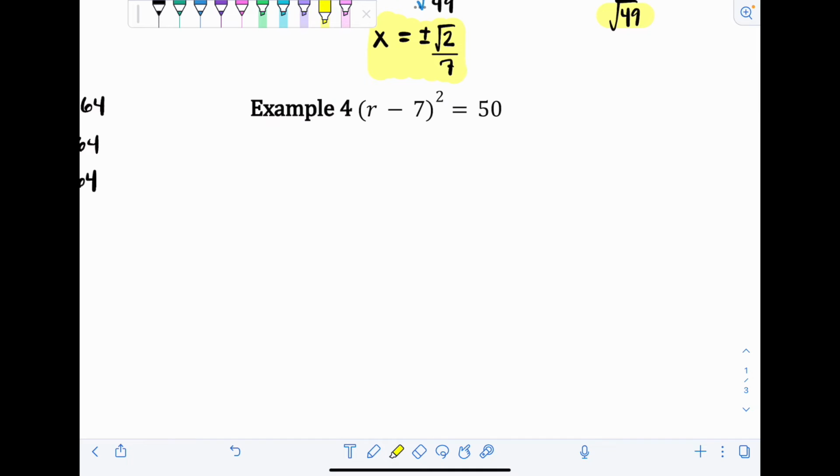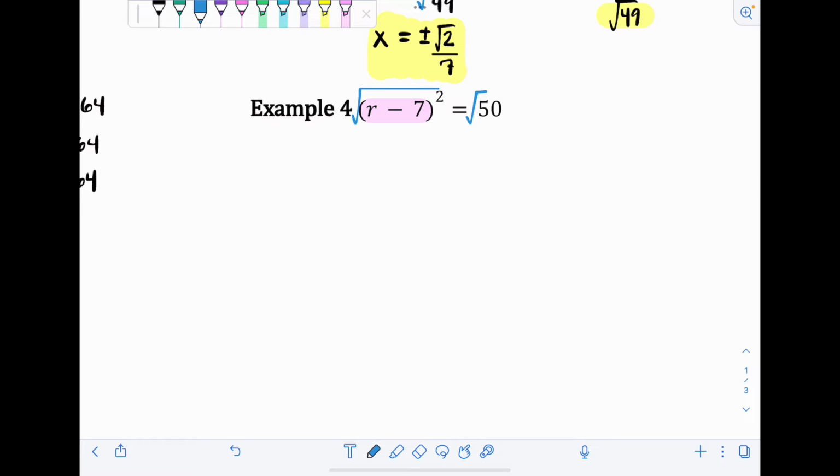Okay, example 4: (r - 7)² = 50. It looks really similar, and it will be really similar. First, check to see if what is being squared is isolated. The r - 7 is being squared, and there's nothing around it on its side of the equal sign, so it's isolated. When that's the case, we're ready to square root.